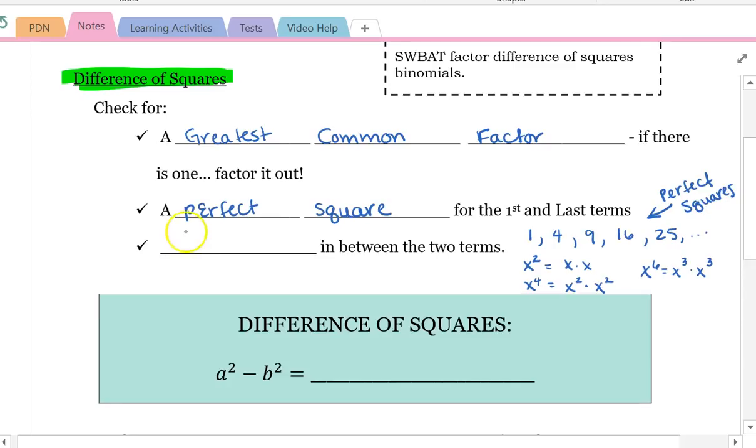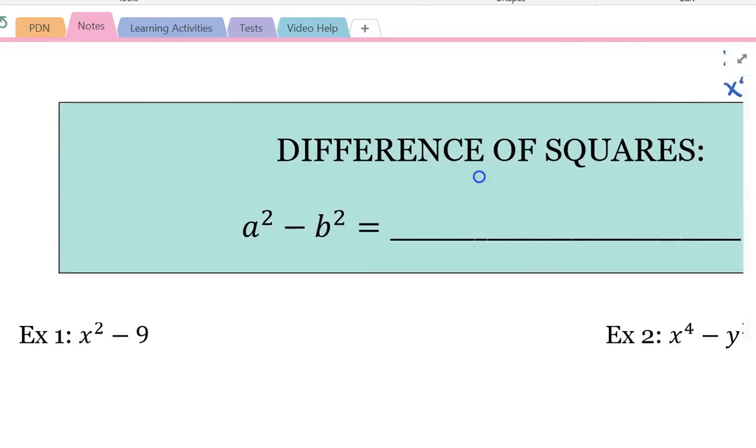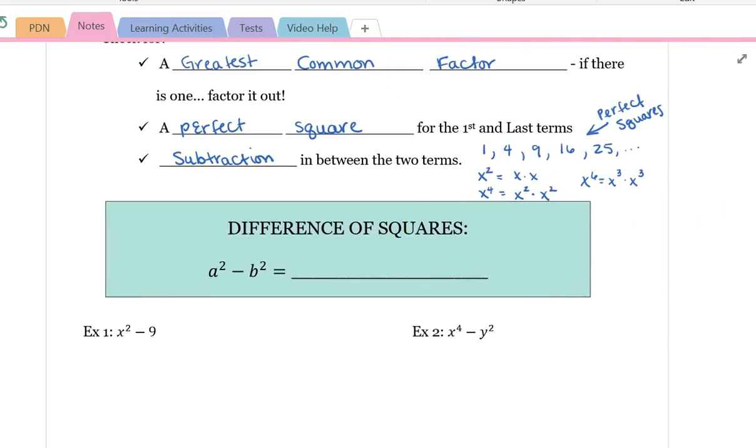And then I am looking also for subtraction in between the two terms. Since it's a binomial, two terms, I want subtraction. So what you should see is, oops, sorry, didn't mean to jump. You should see a term squared subtracted by another term squared. And remember what happened was this became a plus b, so I had a plus and I had a minus. So a plus b times a minus b is how that factors.